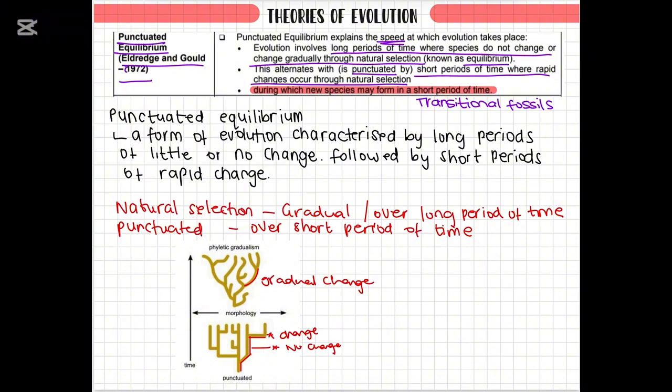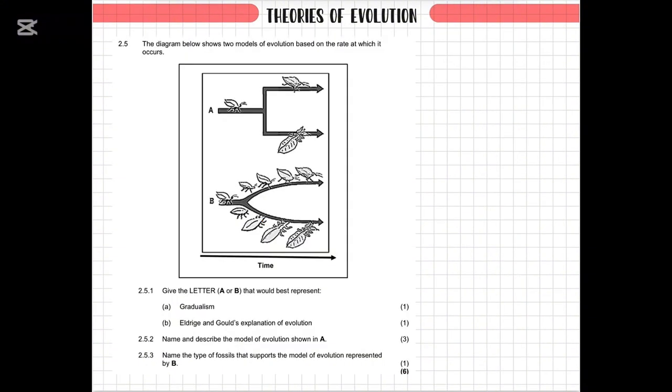Let's have a look at a past exam paper. So here the diagram below shows two models of evolution based on the rate at which it occurs, with A as well as B. Based on these straight lines at A, we can see there is punctuated equilibrium, and then it means B will be gradualism. So for 2.5.1(a), letter B, and 2.5.1(b) will be letter A.